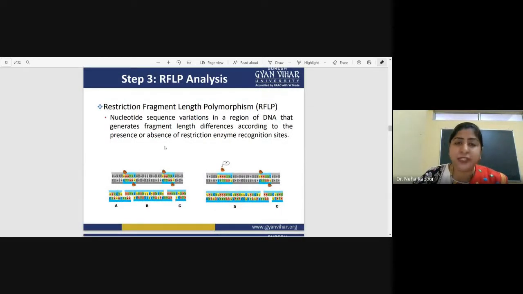Third step, after doing the collection and DNA extraction, is RFLP. In that case, we will be using restriction enzymes. So the nucleotide sequence variation in the region of DNA, because of these variations, different sized fragments would be obtained whenever you digest it with different kinds of restriction enzymes. As you can see, these are the sites. When you cut, this is the cutting site actually, this position, and these sticky ends are generated. In a similar fashion, if in a different individual this site is not properly there or there is some sort of mutation, in that case, different fragments would be generated.